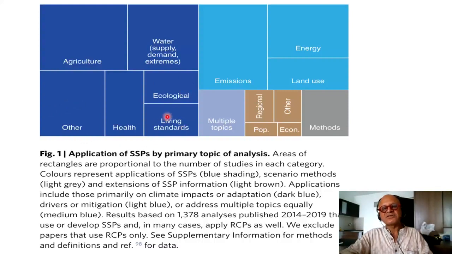Living standards, so emissions obviously have maybe the largest. Energy and land use, these are kind of the drivers as well that we discussed in the previous podcasts in terms of limitations of SSPs and uncertainties coming from these. Multiple topics here, and the light brown was extensions of SSP information, so regional extensions were done, population and economics and other, and then methods, those that were involved in the development were here.